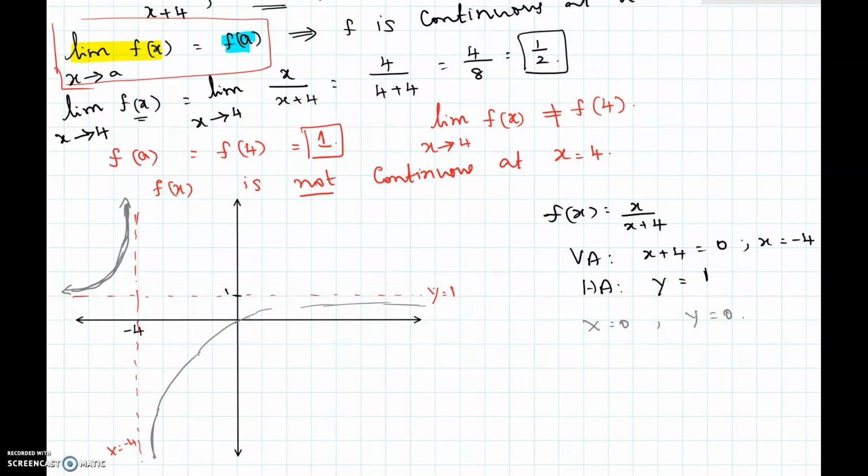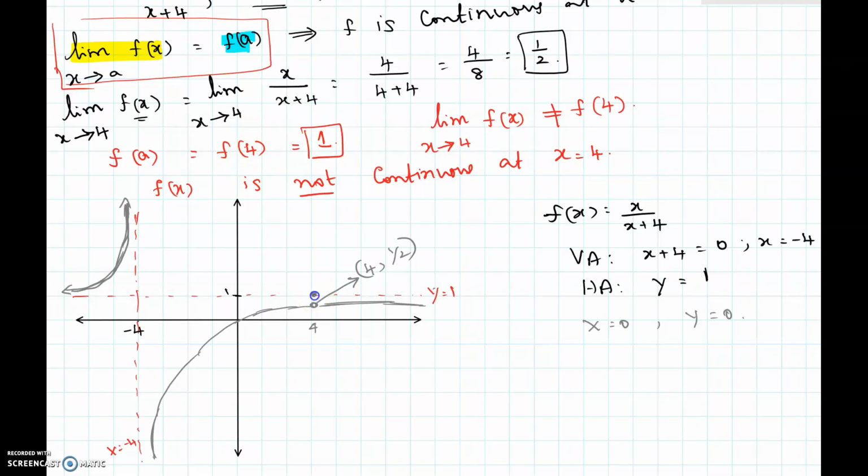But notice that here, when x approaches 4, y is approaching 1/2. So when x approaches 4, y is approaching 1/2, but it's not a solid point, it is a hole. So it is going to be 4 and 1/2. There is a hole at this point. This point is (4, 1/2), which is a hole. But there is a solid point though, because when x equal to 4, f at 4 is equal to 1.